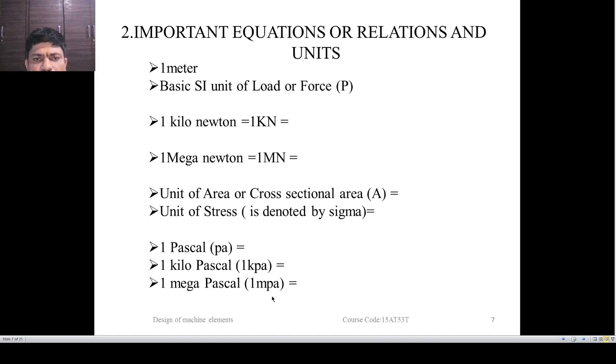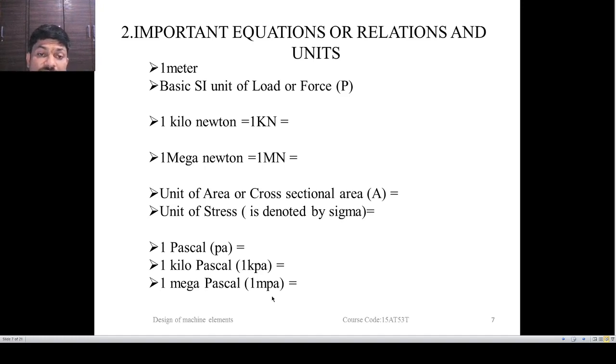first of all we should understand the SI number system and measurements. Already we know the prefixes: deca, hecto, kilo, mega, giga, tera, peta and exa. Deca means 10 raised to 1, hecto means 10 raised to 2, kilo means 10 raised to 3, mega means 10 raised to 6, giga means 10 raised to 9, tera means 10 raised to 12, peta means 10 raised to 15, exa means 10 raised to 18. So there is an increasing power of 10: 1, 2, 3, 6, 9, 12, 15 and 18.